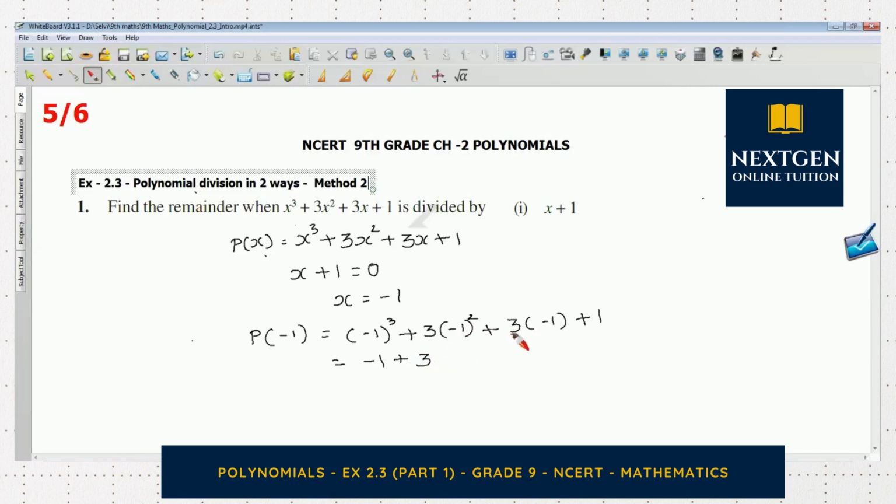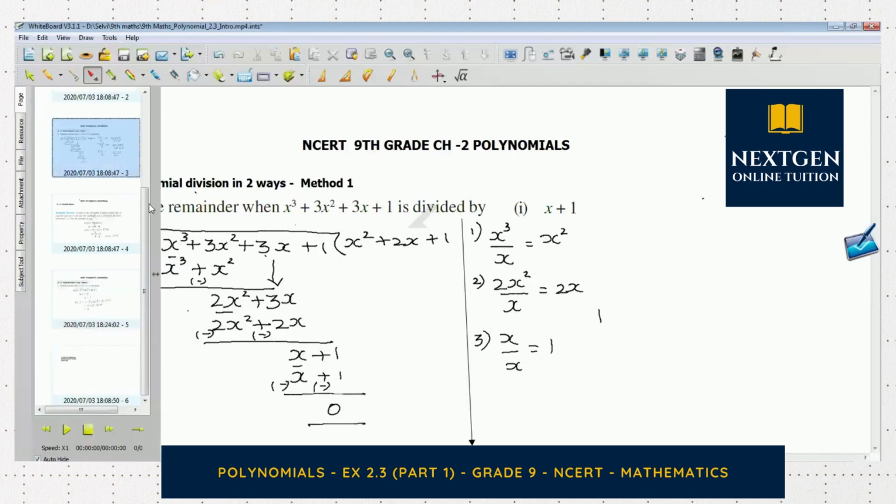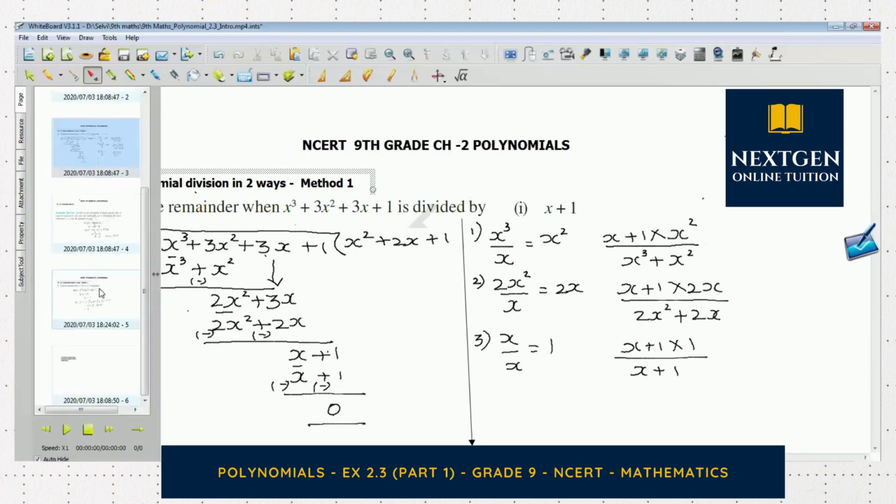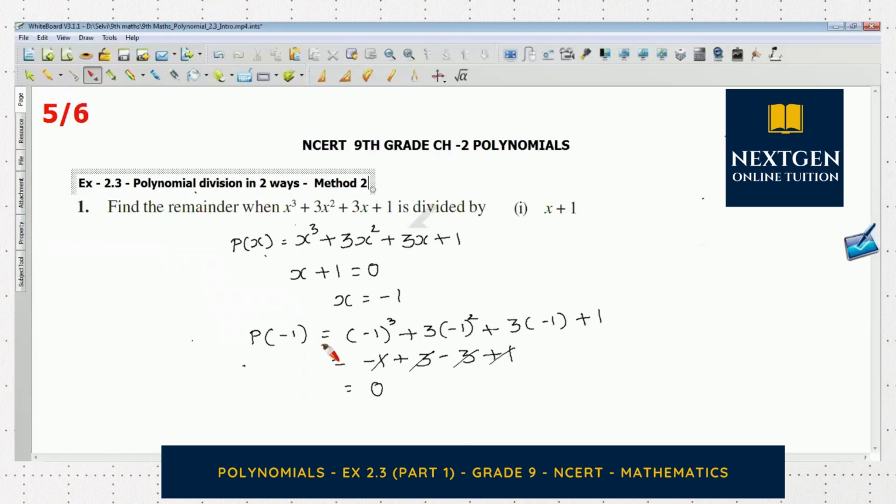So plus 3. No sign change. Minus 3 plus 1. Minus 1 plus 1 got cancelled. Plus 3 minus 3 got cancelled. 0. So my polynomial remainder is 0. This is what, for the same problem, using the long division method, doing all these steps, we found the remainder as 0. But here, simply with the help of the remainder theorem, we derived the remainder value as 0. As simple as that.